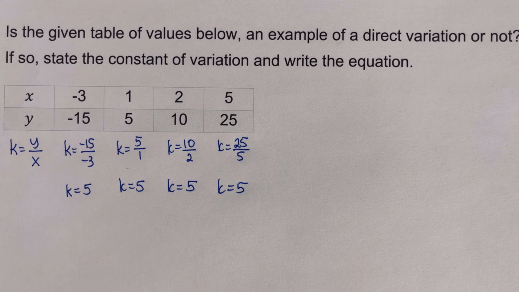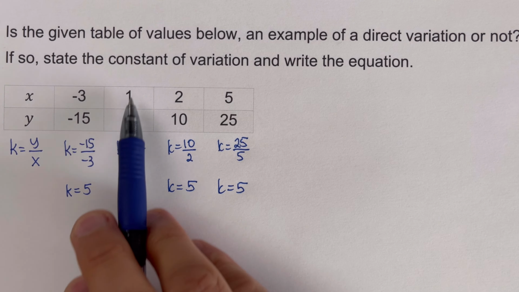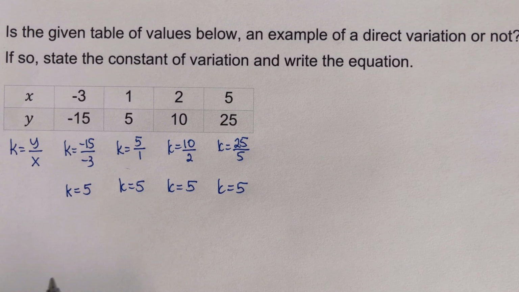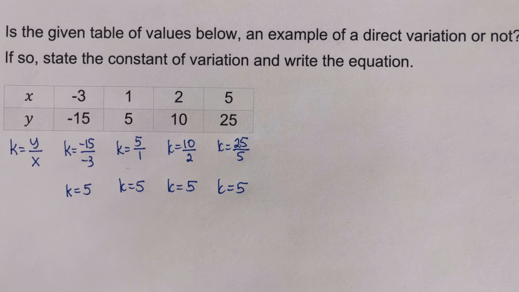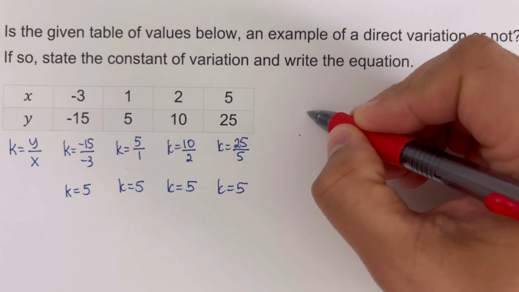Okay, I have divided y over x for each of these ordered pairs, and we determined that the k value is 5 for all of them. This tells us that this table is an example of a direct variation since our k value is the same for all of these ordered pairs. So I'm going to go ahead and write it down here.